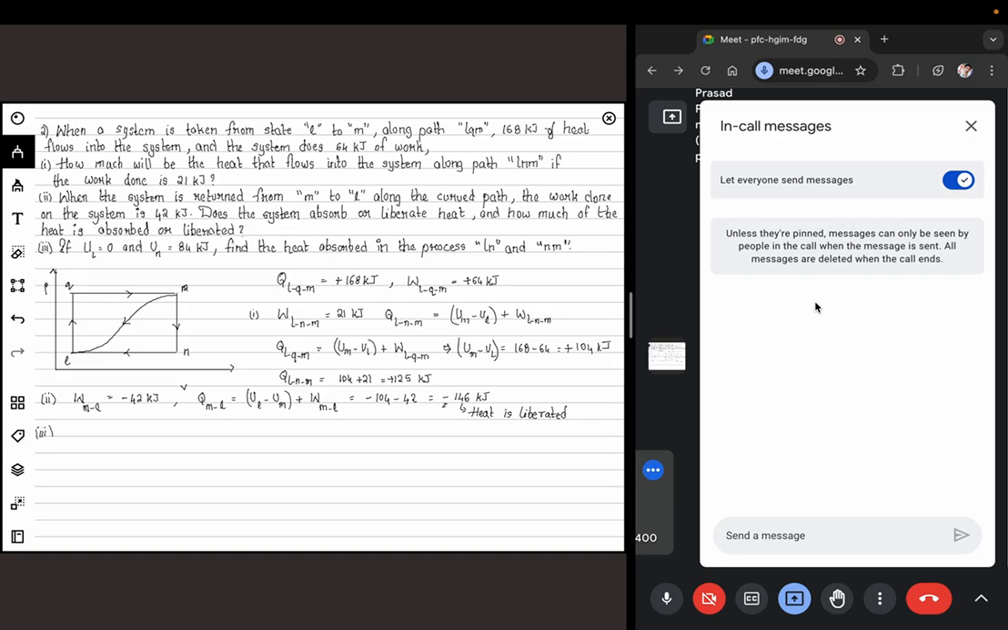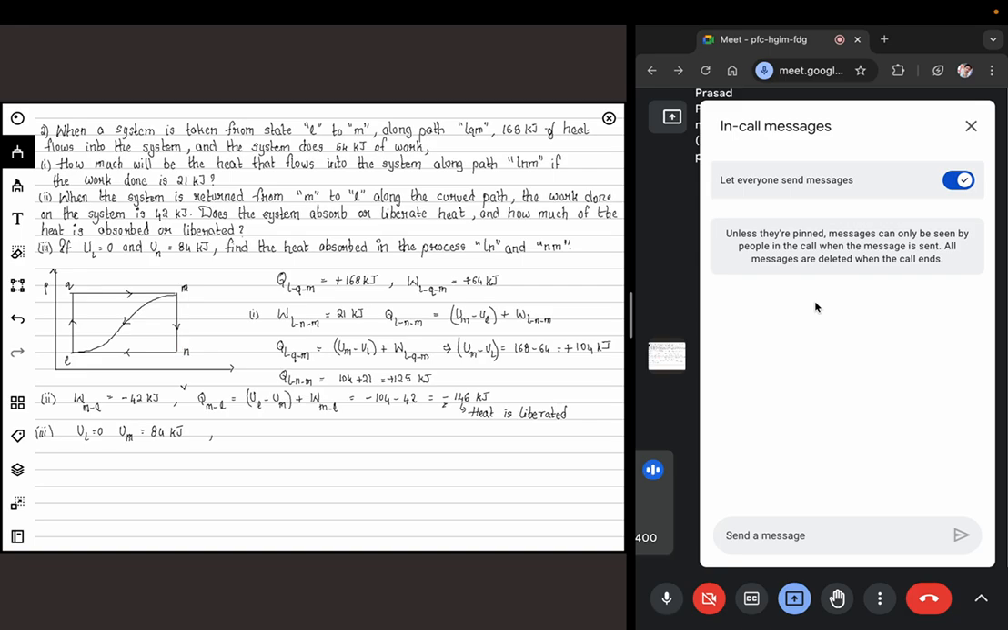Now coming to the third part. As we said before, UL and UM are state functions, so we are just choosing an arbitrary reference. Suppose UL equals 0 and UM is given to be 84 kilojoule. Find the heat absorbed in the processes LN and NM. So how do we do that? It is a PV diagram. Along the path LN, it is a constant pressure process, and NM is a constant volume process.